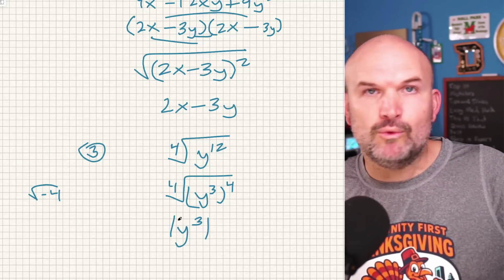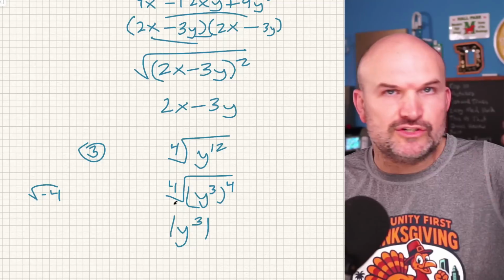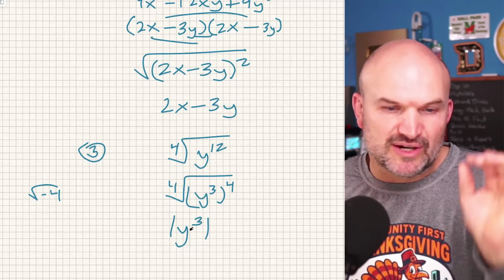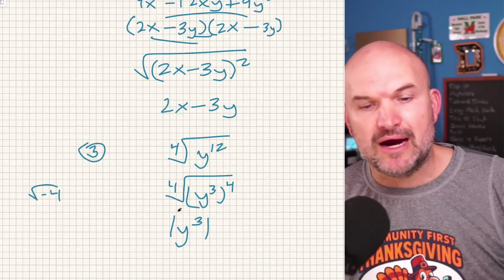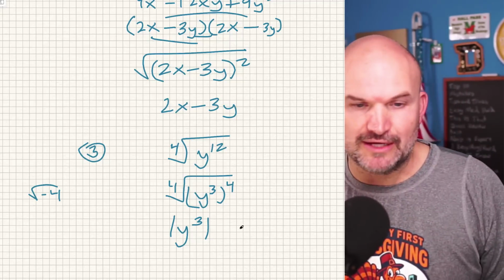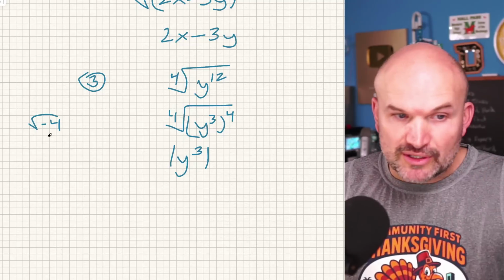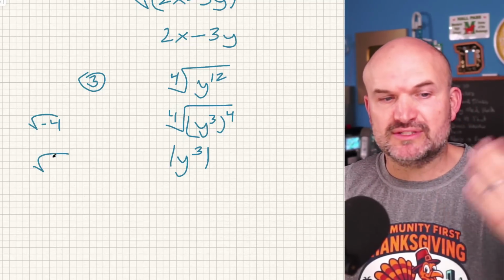Now, if y was squared, anything squared or to an even power is always going to be positive. We don't need to do that, right? But if we have a variable raised to an odd power, we need to make sure we put absolute value. And a lot of students forget it. So remember, you cannot take the square root of a negative number.